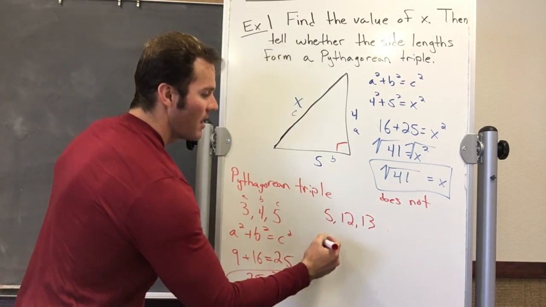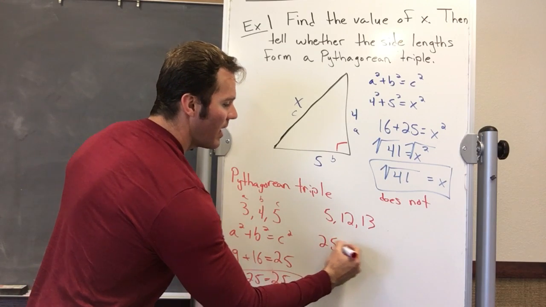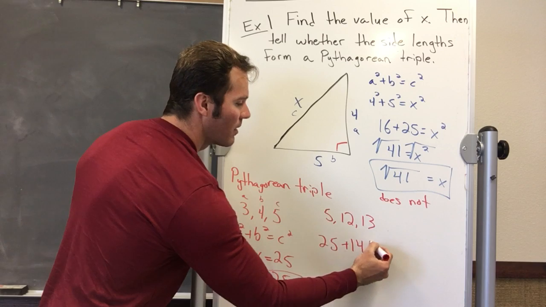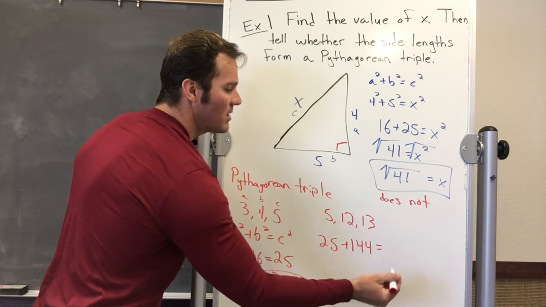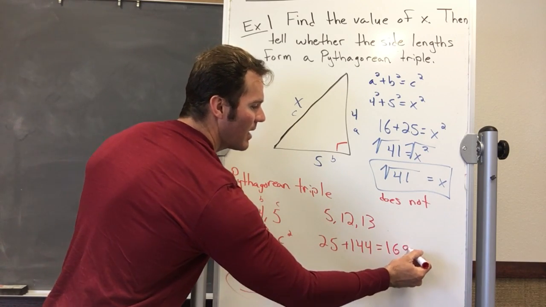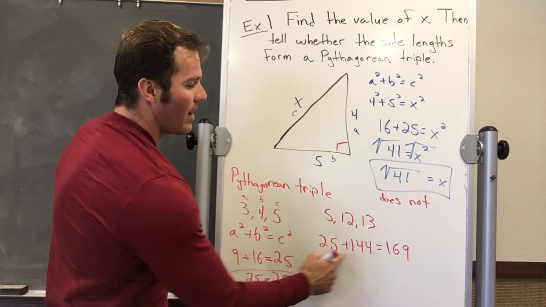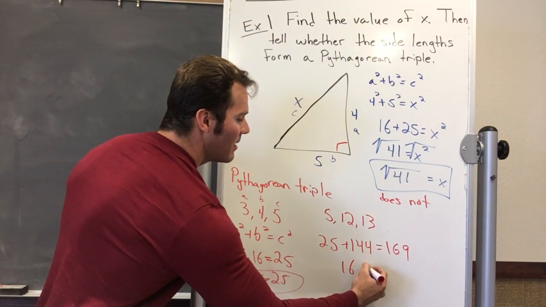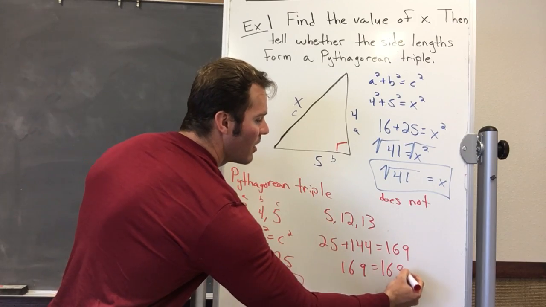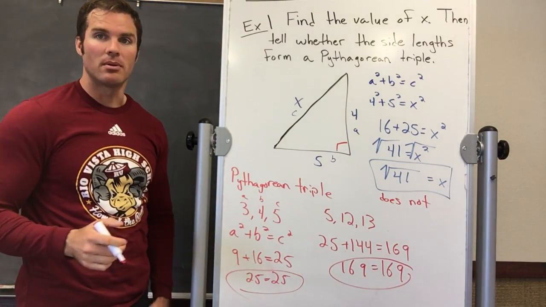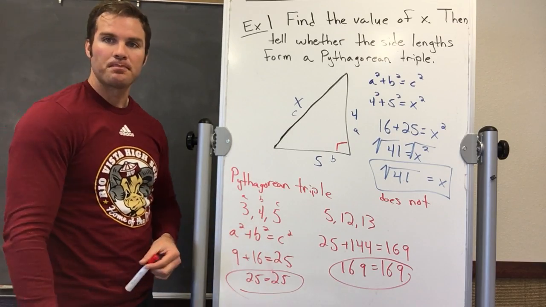Let's do this one. 5 squared is 25. 12 squared is 144. 13 squared is 169. Yes, it is. So when you add these together, you get 169 equals 169. When they come out to be the same like that, that means it's a Pythagorean triple. In the book, it gives you some of them. Okay?